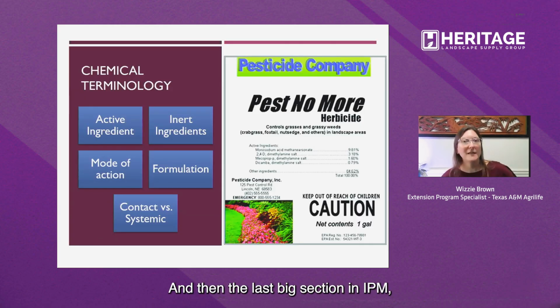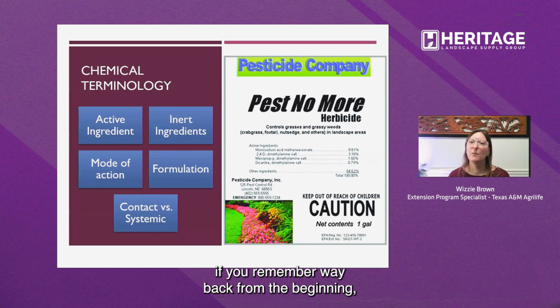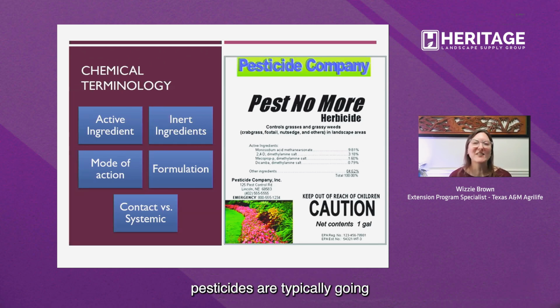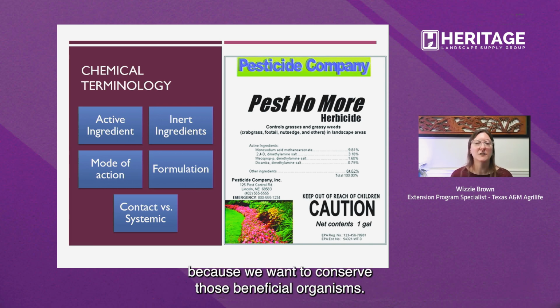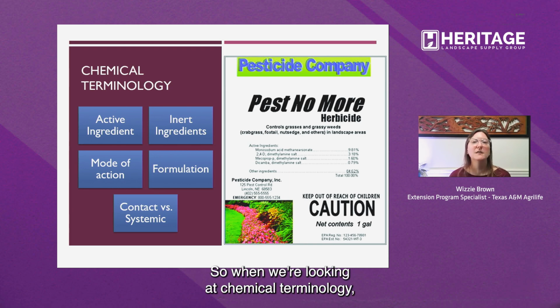And then the last big section in IPM, if you remember way back from the beginning, pesticides are typically going to be a last resort in an IPM program. So pesticides do play into the program, but we want to not reach for those first because we want to conserve those beneficial organisms. So when we're looking at chemical terminology, the active ingredient is going to be the most important thing that you can really look at on the label, because that is going to tell you what is going to kill the pest that is in that product.